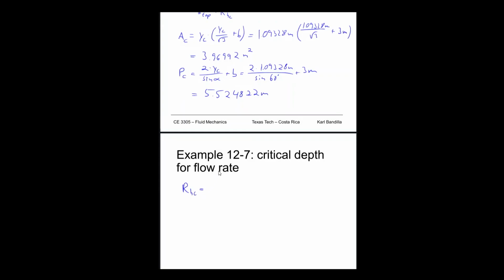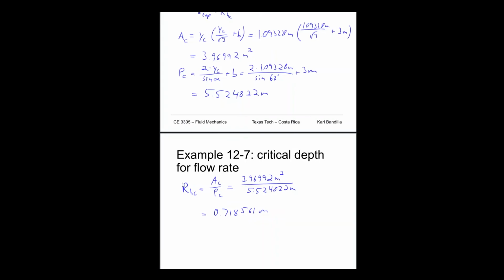All right, so we have AC and PC, so it makes it easy to get the hydraulic radius. RHC is then just AC over PC, because the hydraulic radius is just area over perimeter. So in our case, that is 3.96992 meters squared divided by 5.524822 meters. And that gives me 0.718561 meters.